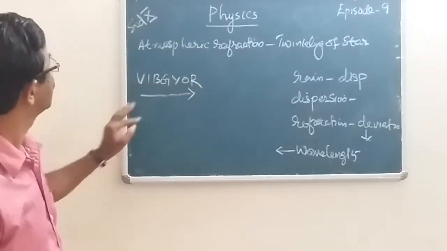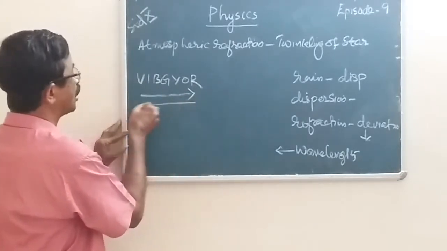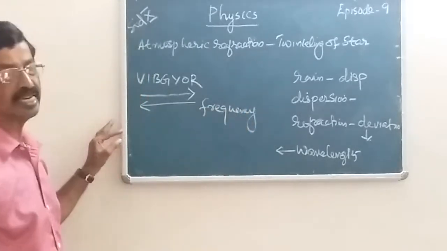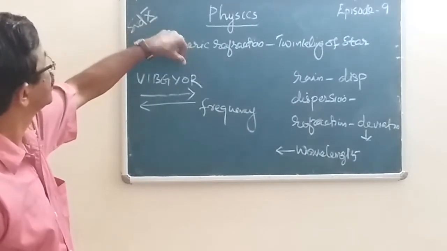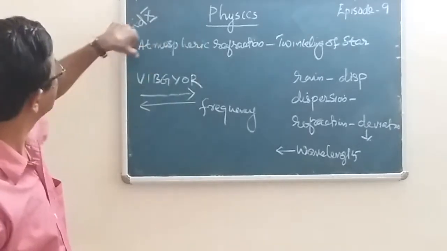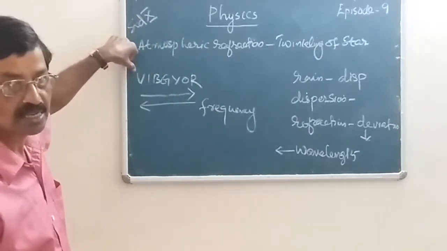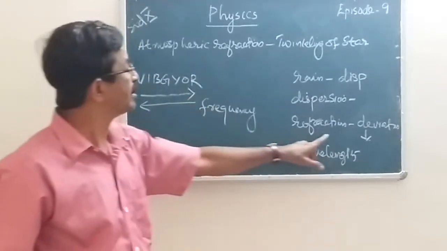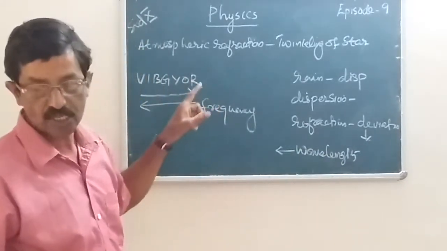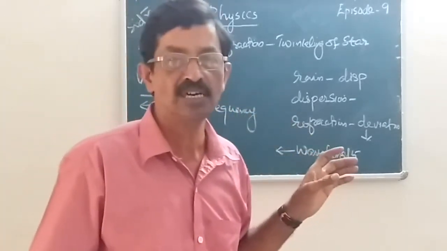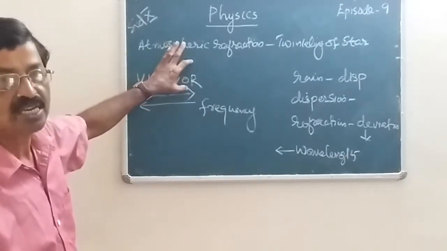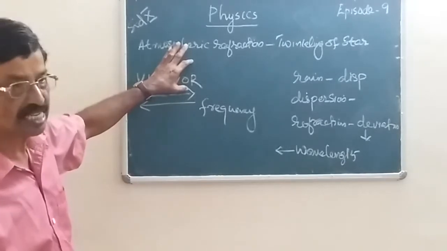When wavelength increases, what happens to frequency? When wavelength increases, frequency decreases. That means among these, frequency for red is the lowest, and the maximum frequency is with violet. Now, this deviation is based on wavelength, which changes from violet to red. So, among these, which color deviates or changes its path more? Violet. And which deviates the least? Red deviated the least.